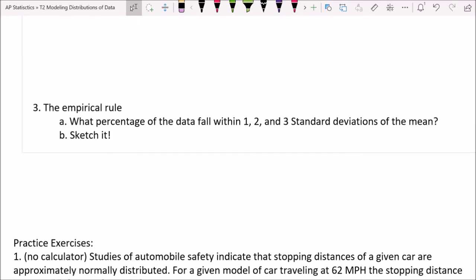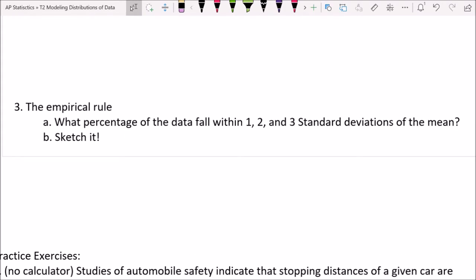All right, so let's talk about the empirical rule. Basically, the empirical rule is a shortcut to answer this question: what percentage of data fall within 1, 2, and 3 standard deviations of the mean on the normal distribution. Now, it doesn't say that, but the empirical rule is always referencing the normal distribution or the normal curve.